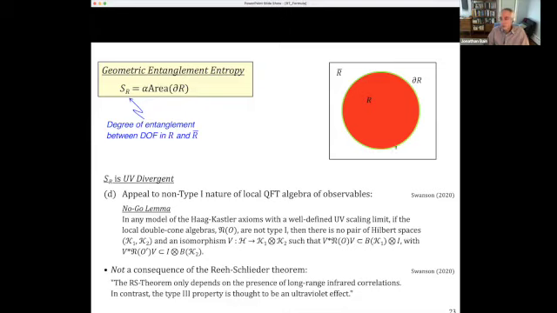All right, so that's the concept of geometric entanglement entropy. So now we have a formula that relates entanglement entropy on the left to a geometric construction on the right.